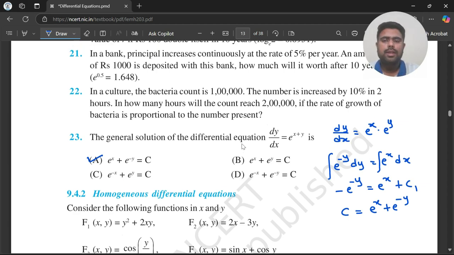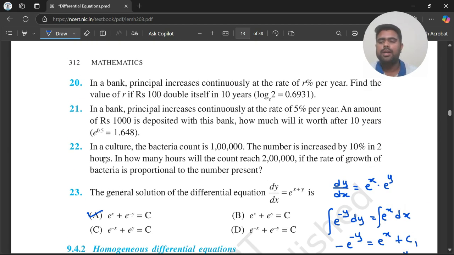Okay, other than this, the bacteria culture problem and all are good 5-mark questions that we will discuss during the checklist discussion. Okay, thank you.